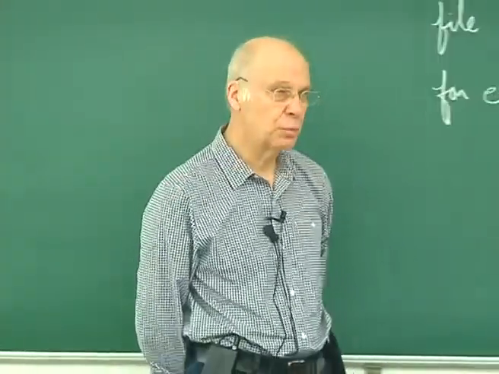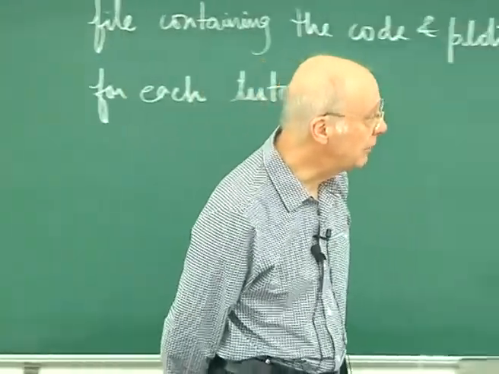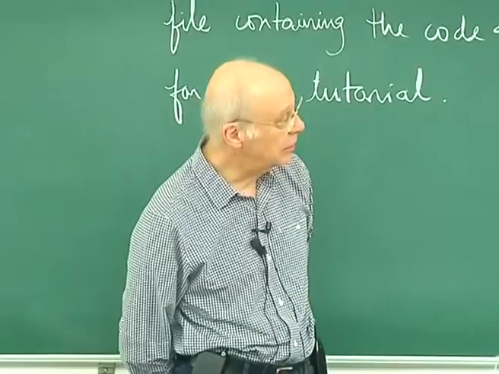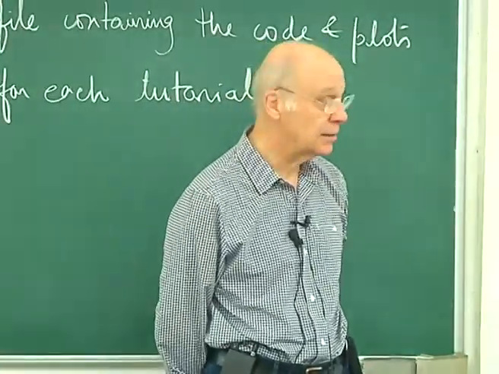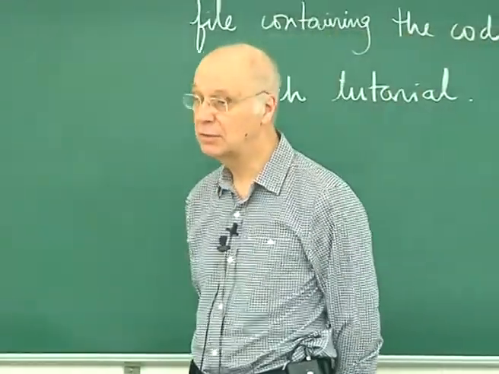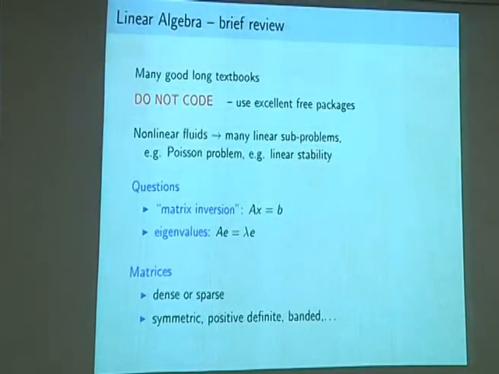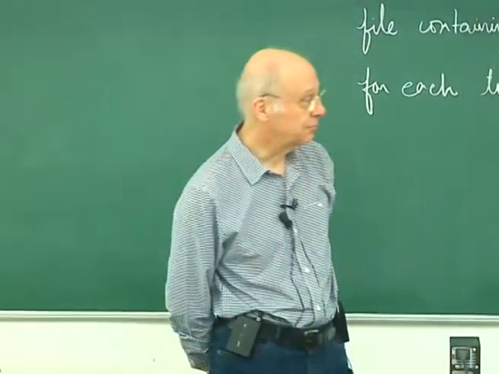And there's essentially two problems. There's the matrix inversion problem, solving AX = B, where A is a matrix and X and B are vectors. And there's a great variety of matrices. They can be dense or sparse. Sparse means that 90% of the elements of the matrix are zero. And you might be faster if you use that information.